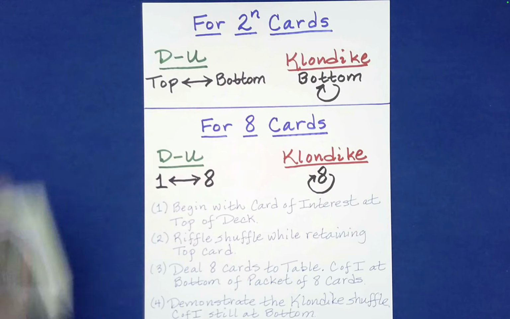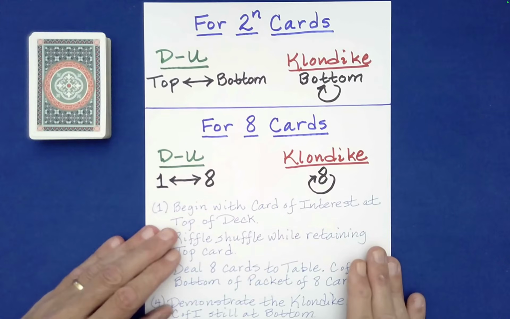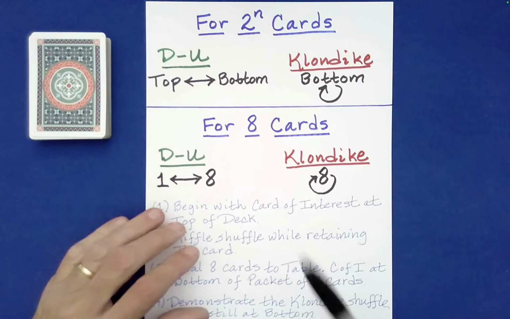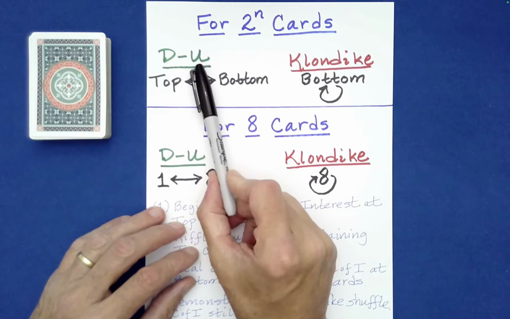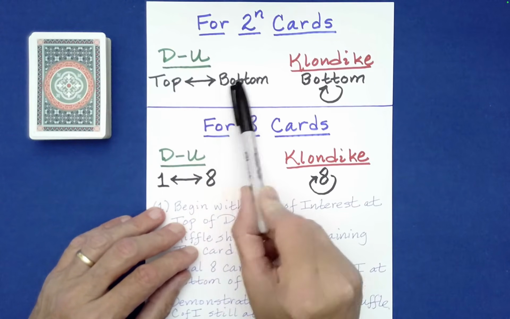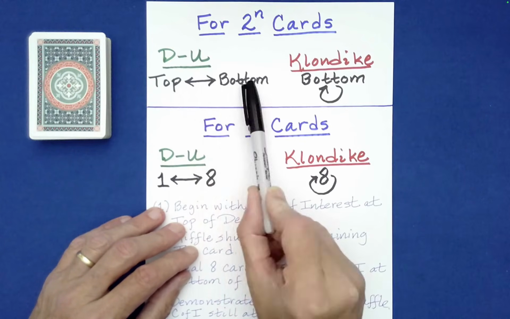Three of them, I think. Three different little principles here. So first off, for a packet of 2 to the n cards, so this would be 2 cards, 4, 8, 16, 32, and so forth, the following is true. For the down-under shuffle, the top and bottom cards just switch places, back and forth, every time you perform it.